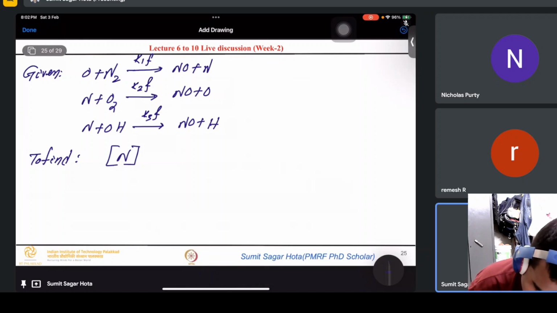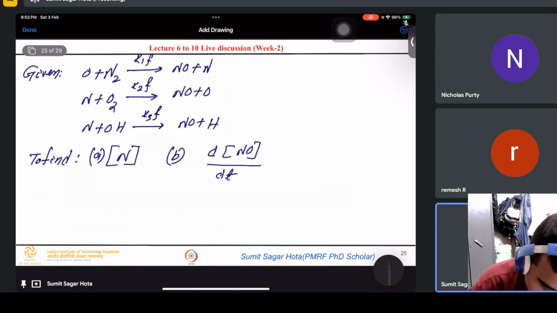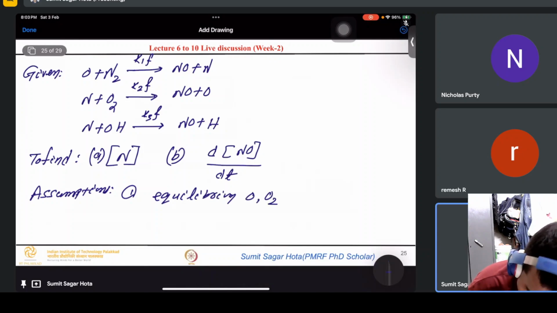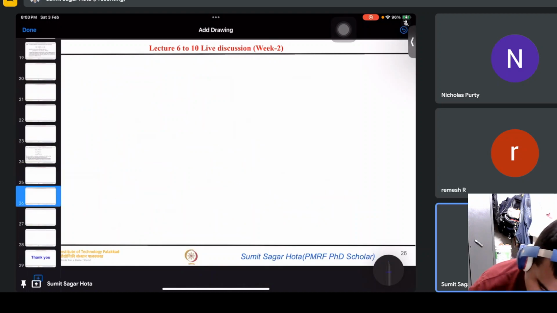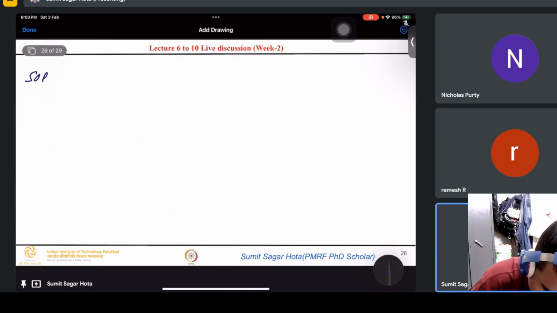Nitrogen atom concentration, dN by dt. Assume the equilibrium condition, negligible reversible reaction, and steady state. Just quickly proceed with our first bit.